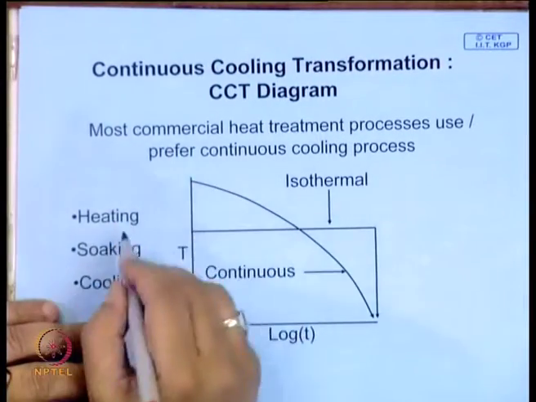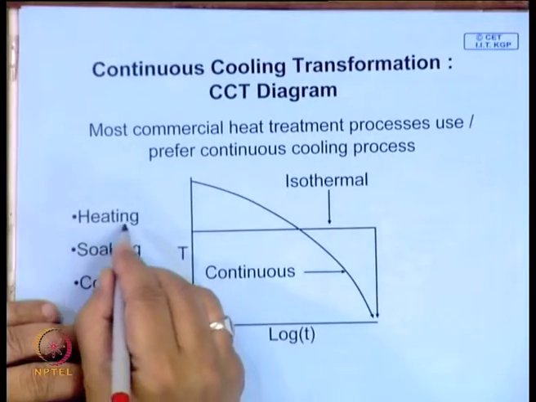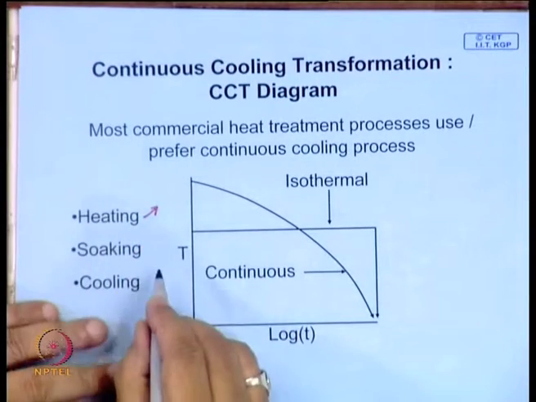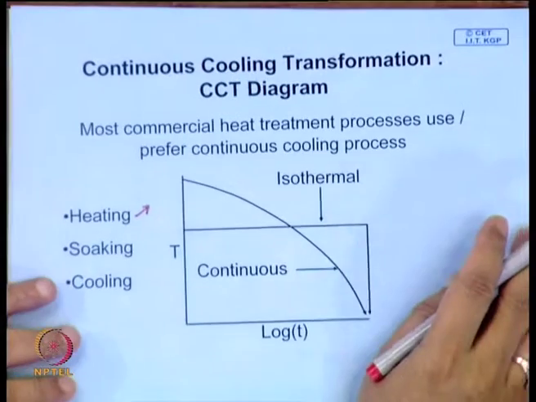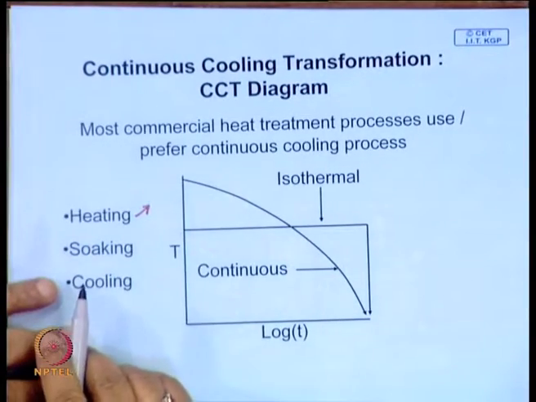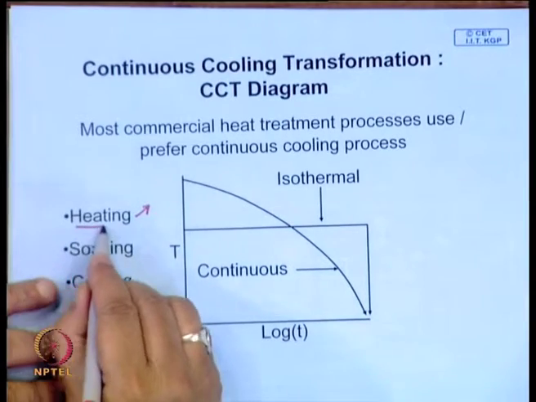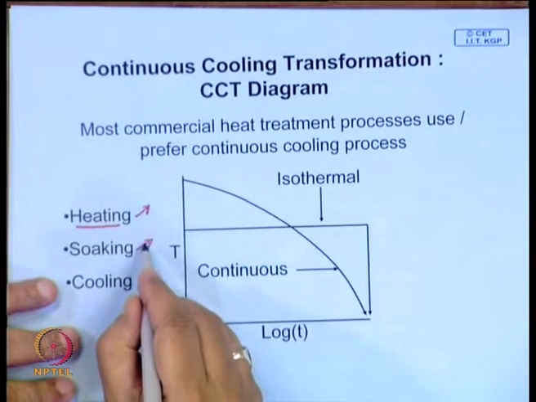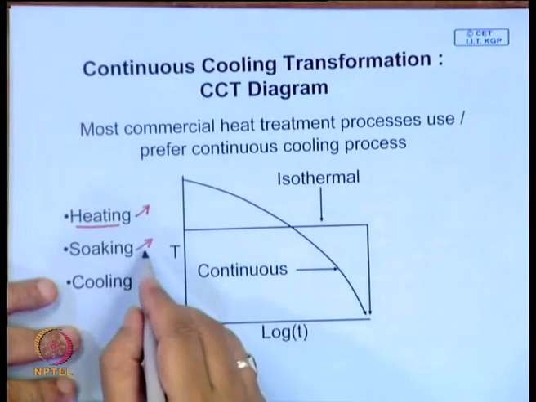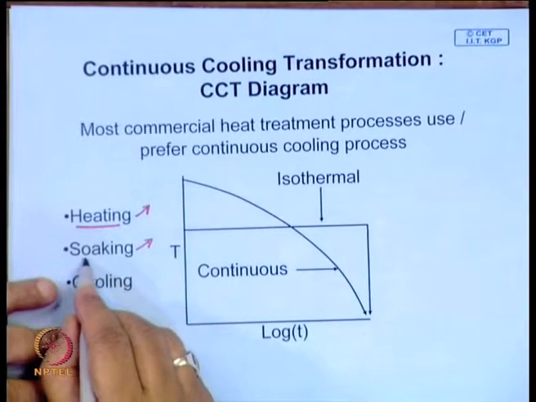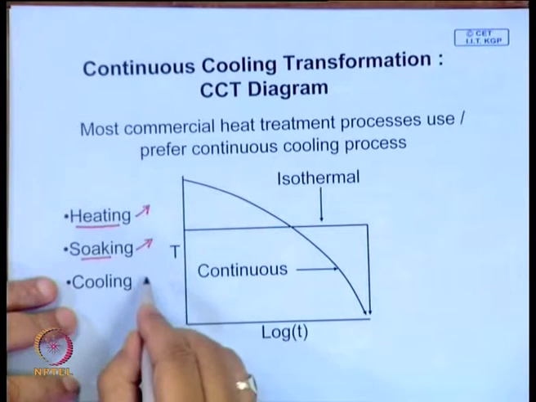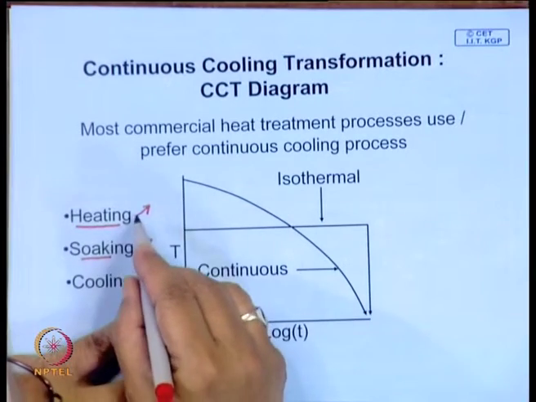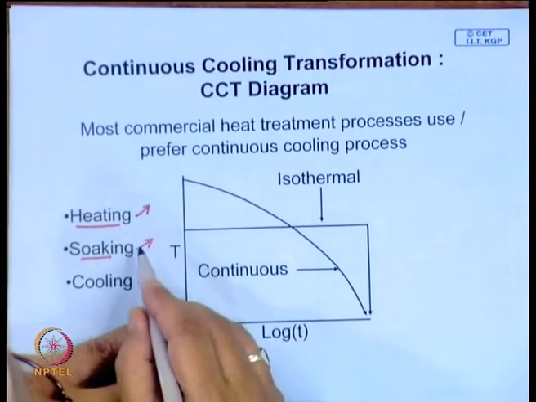In most commercial heat treatment processes, there will be three distinct steps. One is you heat to a particular temperature, and then you keep the sample for a certain length of time so that it develops a homogeneous structure. That step is called soaking. After it is soaked and you are sure the structure is homogeneous, then you cool. This is the third stage. These are the three steps of any heat treatment process, and this cooling can be done in two ways.